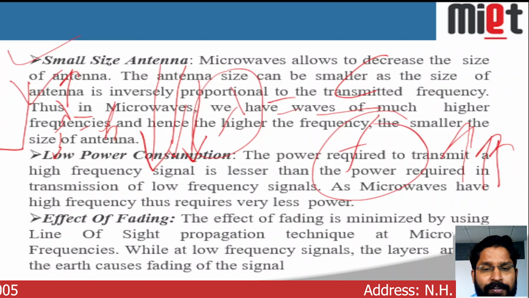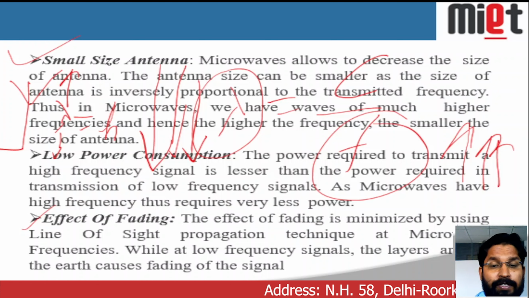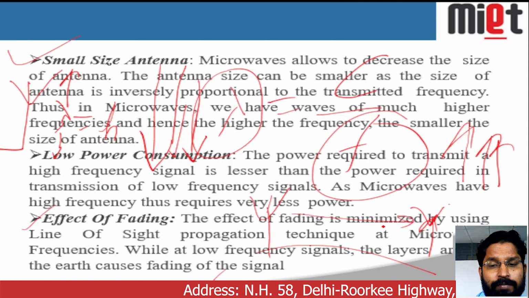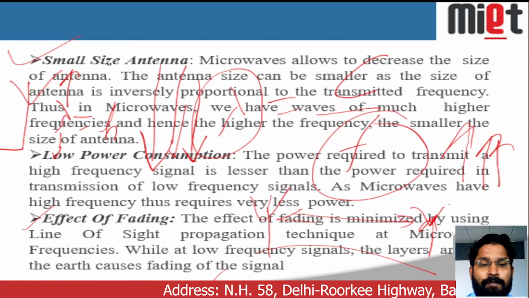And the effect of fading. The effect of fading is minimized by using the line of sight propagation technique, as we discussed in the previous classes. This is the antenna, and this is the other antenna. Both are in line of sight.